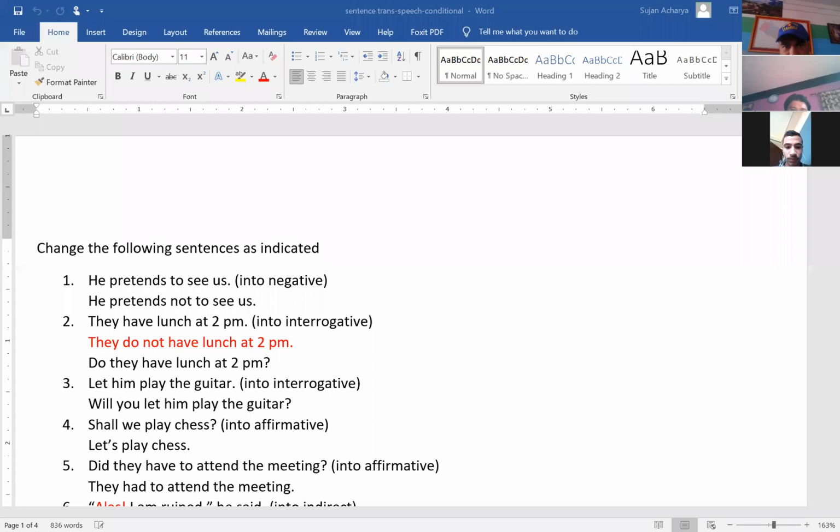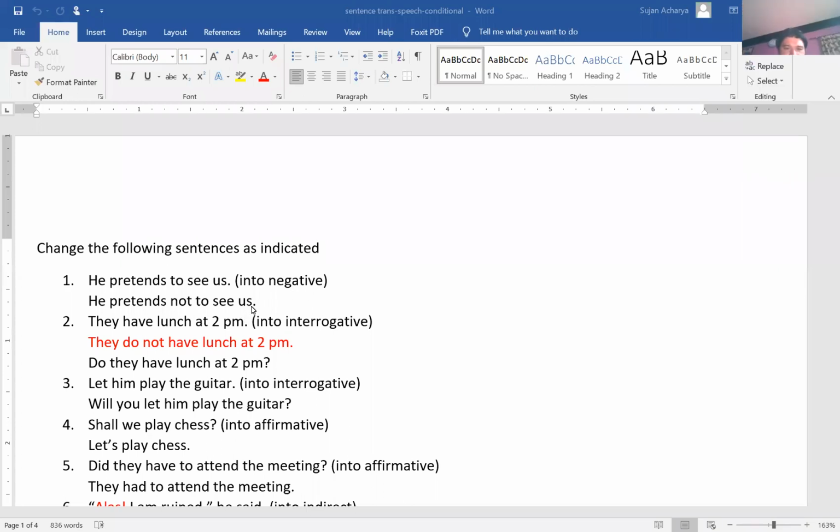So we'll start with sentence transformation today. Copy these questions.